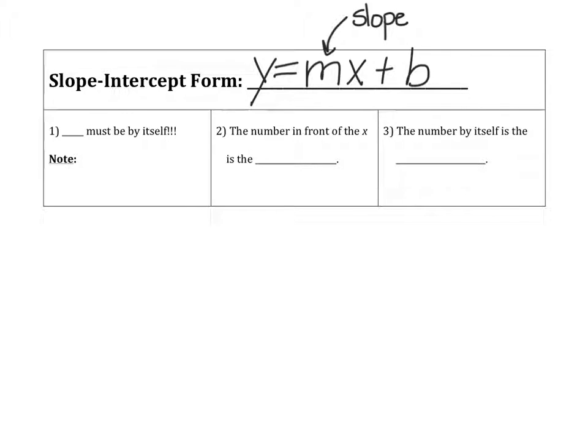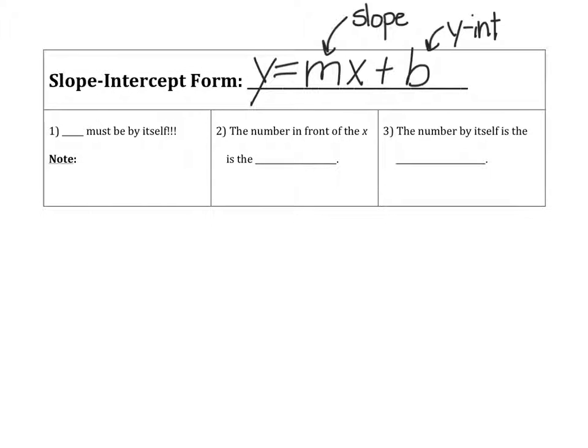I'm not entirely sure why they use a b to represent y-intercept, just kind of like how I don't understand why they use an m for slope, but b in this case represents the y-intercept. So again, y equals mx plus b is slope-intercept form. It is called slope-intercept form because when y is by itself, the number in front of x is the slope, and the constant term is the y-intercept. So again, slope-intercept form, we're given the slope and the intercept.